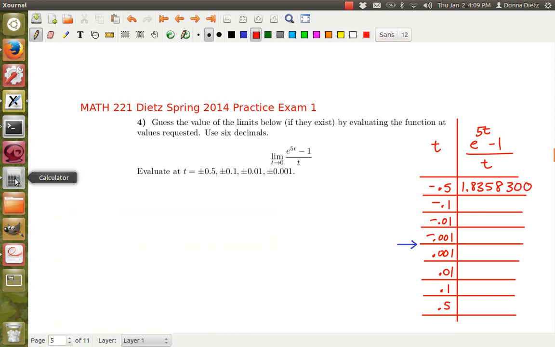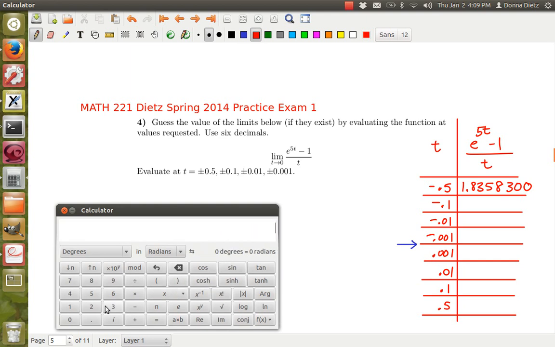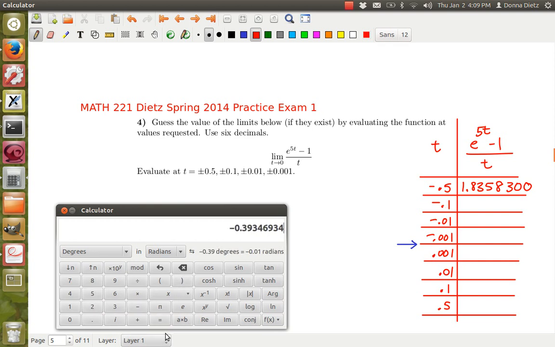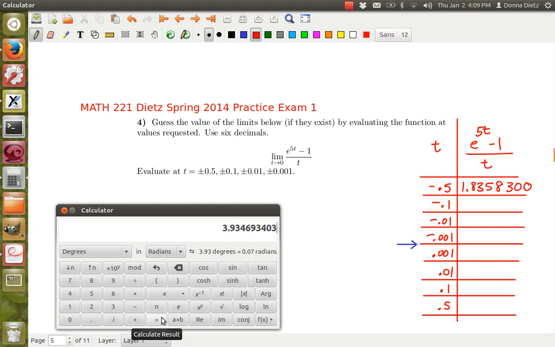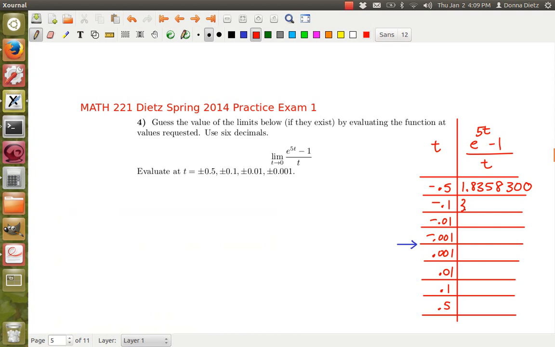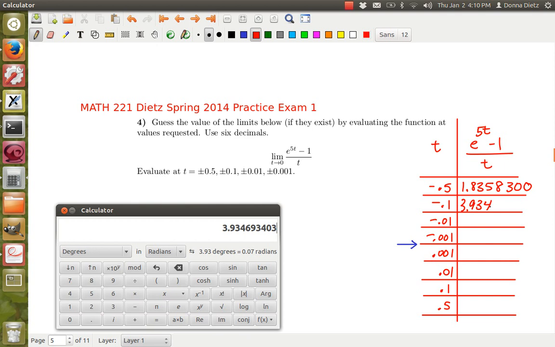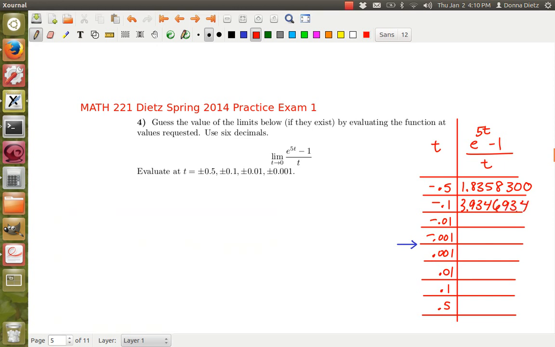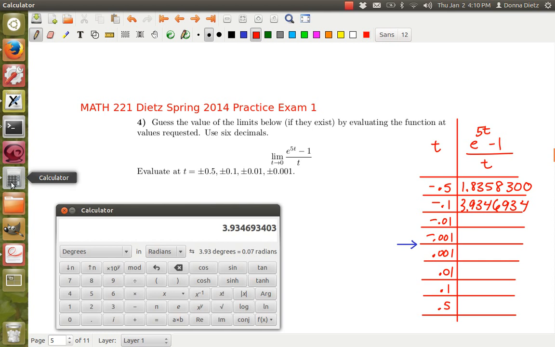Okay, and let's do it again, only with a different value. E to the power of 5 times t, which is minus 0.5. And I'm going to subtract 1, and I'm going to divide by negative 0.1. And I get 6934. That's probably good enough.